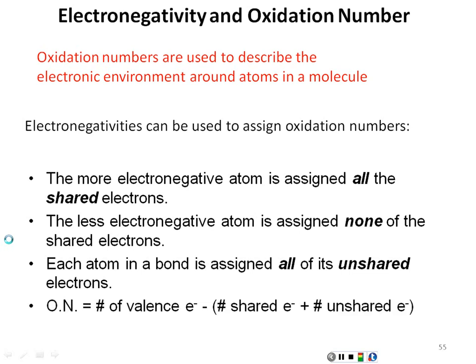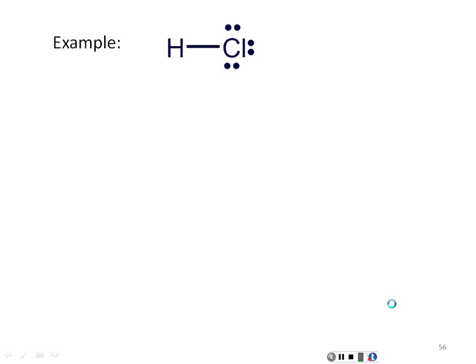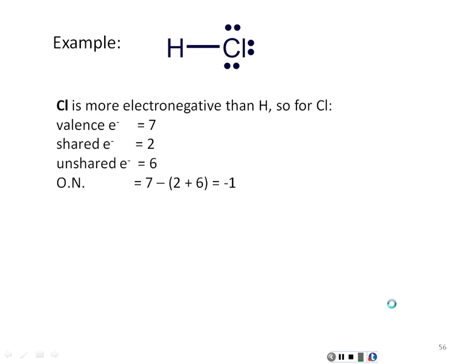And you can calculate oxidation number given this equation. So oxidation number equals the number of valence electrons that free atom would have minus the quantity of shared electrons plus unshared electrons. Let's look at an example. Let's use HCl. Chlorine is more electronegative than hydrogen. So for chlorine, we'll assign all the shared electrons, in this case we have two shared electrons. We're going to assign those all to chlorine.